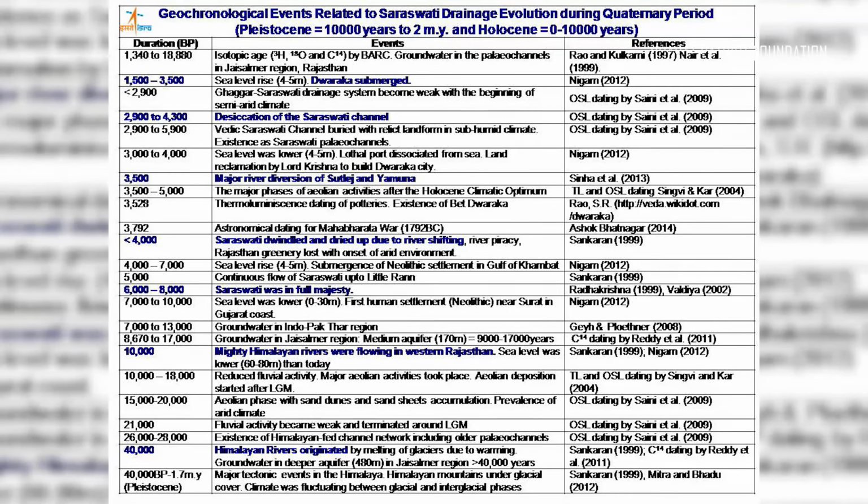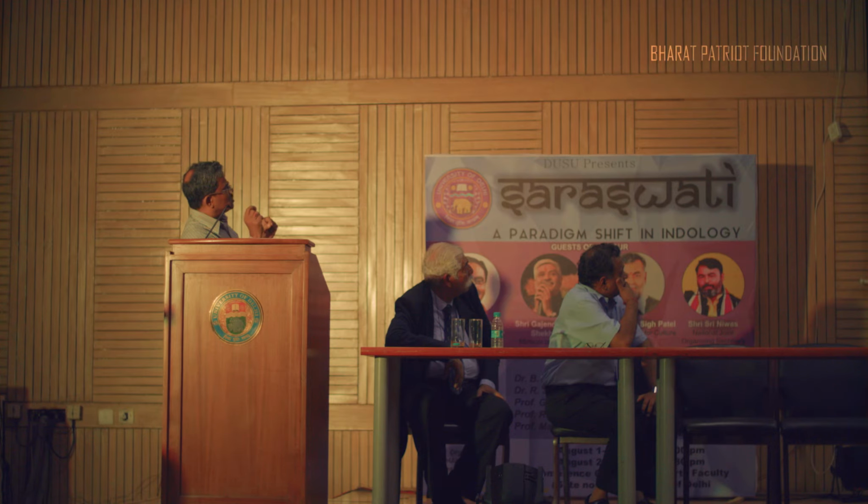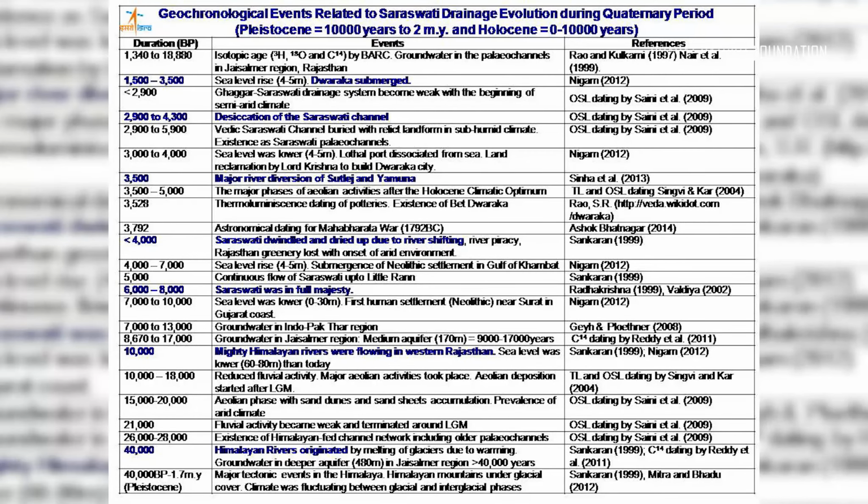Then the Saraswati River, which was majestic, is 6,000 to 8,000 years. The Saraswati River dwindled and dried up due to river sinking, less than 4,000, around 3,700 or so. Then a major river diversion of the Satluj and Yamuna takes place, around 3,500, and then desiccation around 2,900 to 4,300, and Dwarka submerged nearly 1,500 to 3,000. At 6,000 years, the Saraswati River was in full majesty. So there was a river diversion around 3,500 years back.